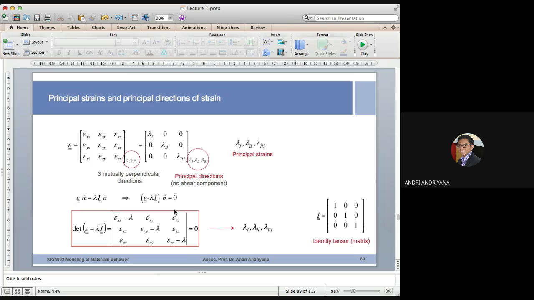Whatever applies to the strain matrix here applies exactly the same for the stress matrix. Okay, so the values of the three principal strains or stresses can be simply obtained by solving that the determinant of this matrix, epsilon xx minus lambda, epsilon xy, epsilon xz, and so on, equals 0. So when you set the determinant equal to 0, you will lead to a polynomial equation of order 3. With this polynomial equation of order 3, you will have 3 roots. The 3 roots that you obtain are lambda 1, lambda 2, and lambda 3. These are the 3 principal strains. These are the 3 principal stresses if you deal with stress tensors.